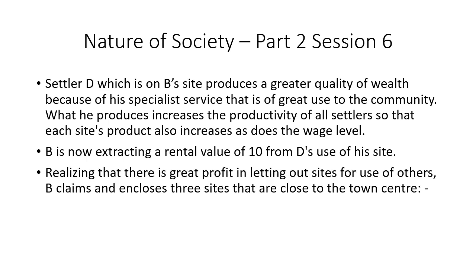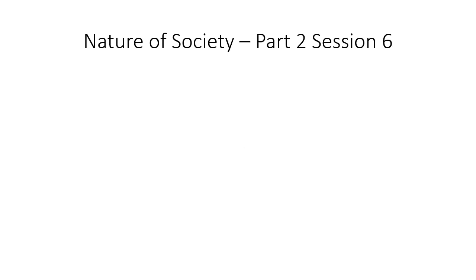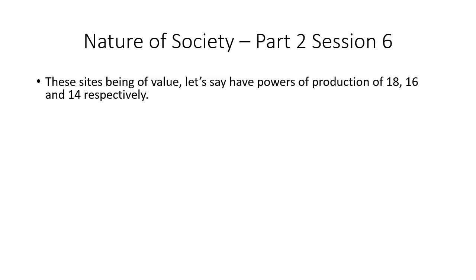Realizing that there is great profit in letting out sites for use of others, B claims and encloses 3 sites that are close to the town center. So B decides to claim 3 sites close to the town center of rental values of product values 18, 16, and 14. These sites being of value, let's say, have powers of production 18, 16, and 14 respectively.